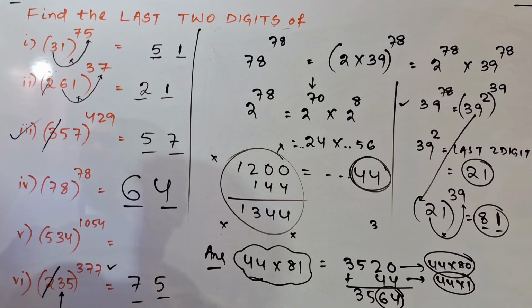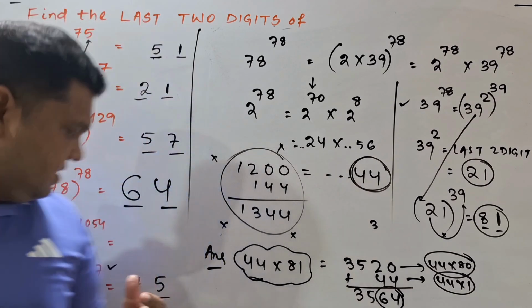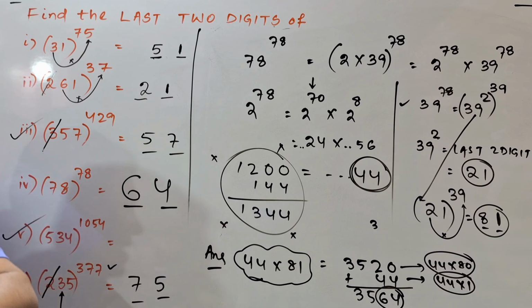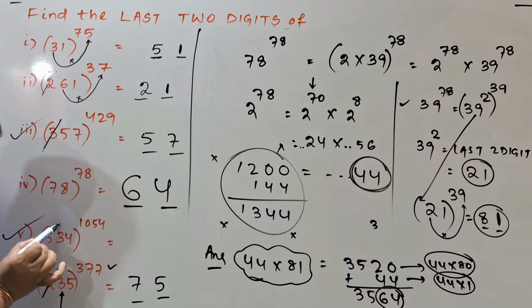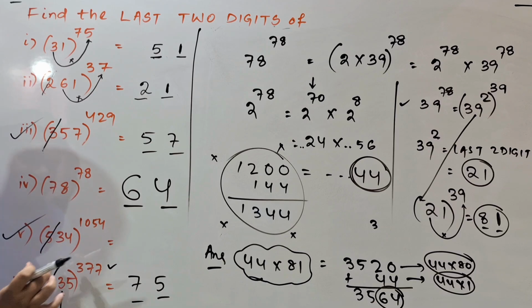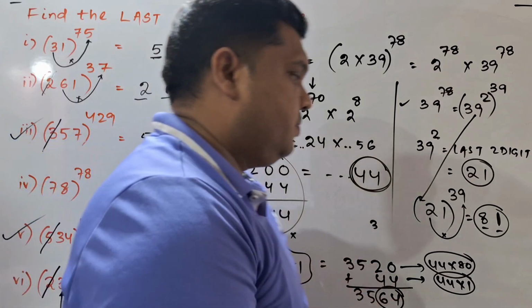Now solve this last bit. The other one I already did. This one you handle. Again even base. For odd base, you know the process. Here step number 1 is what? Eliminate this 5. Only concentrate on the last two digits of the base. This is the approach.